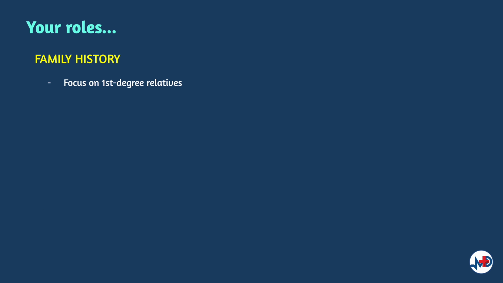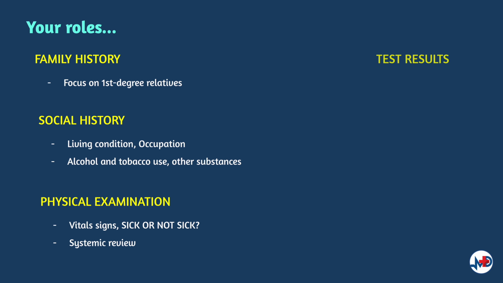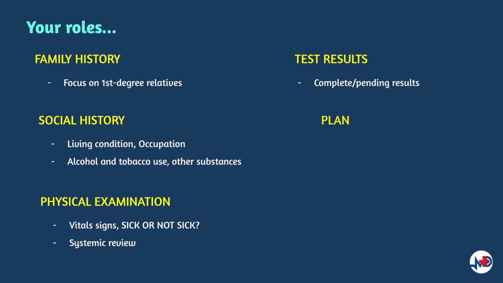We will then move on to family history. Here we will look at any relevant conditions that run in the patient's family with an emphasis on first-degree relatives. This is then followed by social history. This section should include information about the patient's living situation, occupation, alcohol and tobacco use, and other substances as well.